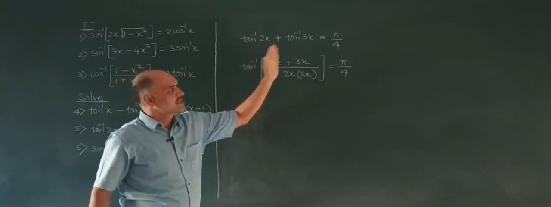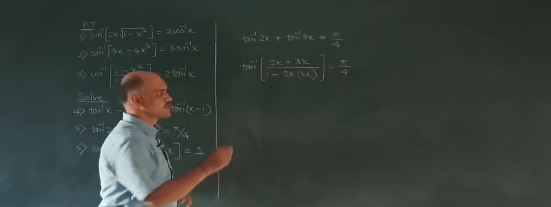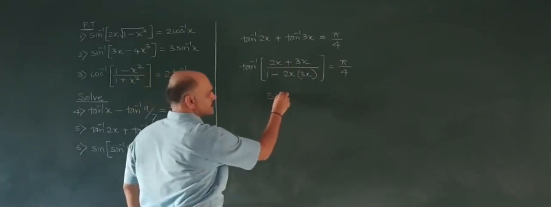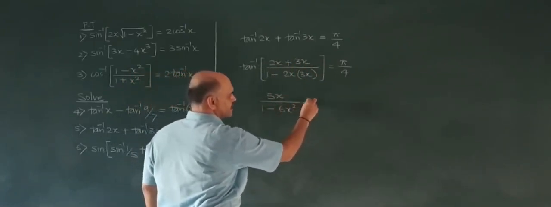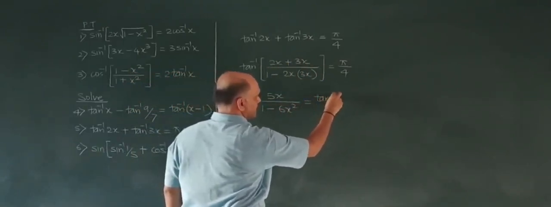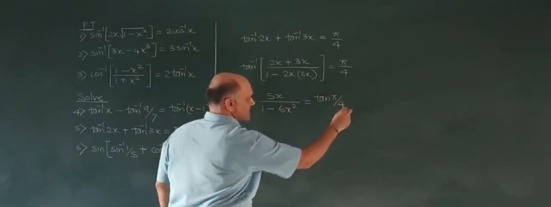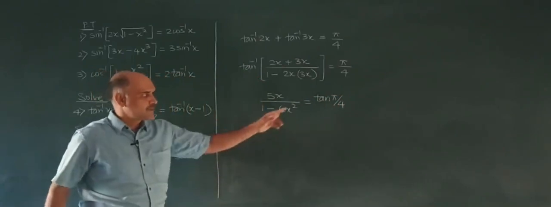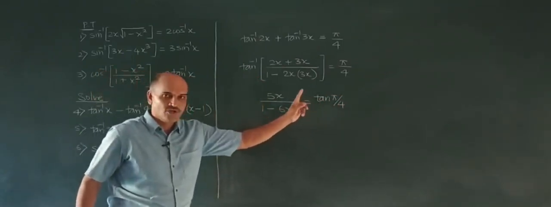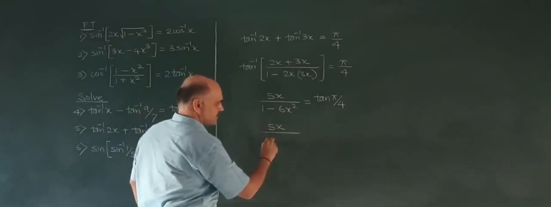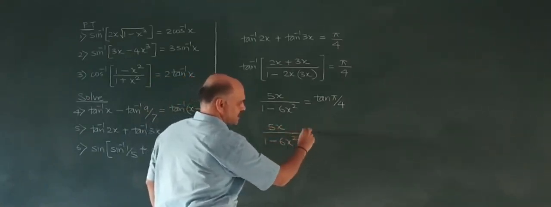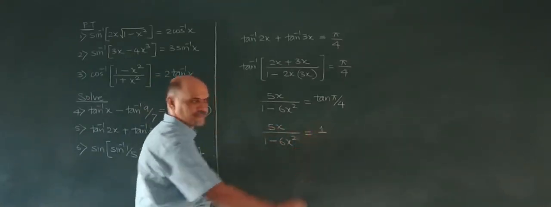Now pass this tan inverse to the RHS. So we will have 5x divided by (1 minus 6x square) is equal to tan pi by 4. So tan pi by 4, or tan 45, is 1. So we will have 5x by (1 minus 6x square) is equal to 1.